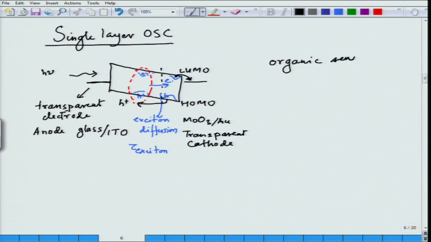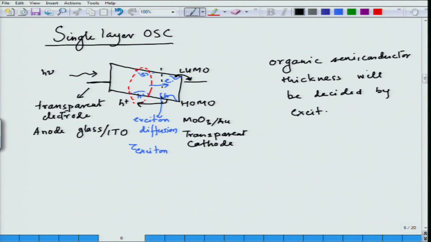Organic semiconductor thickness in this single layer device will be decided by the exciton diffusion length, which is the average distance the exciton will travel before it is annihilated. So, it cannot be very large, it has to be within the diffusion length of the exciton.